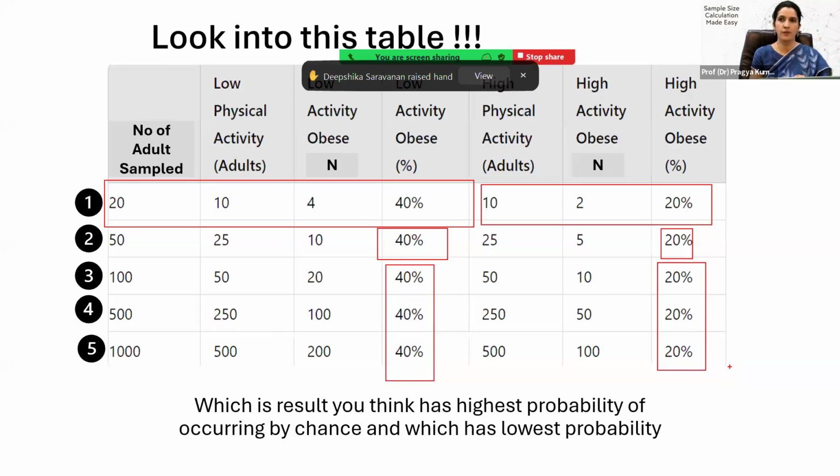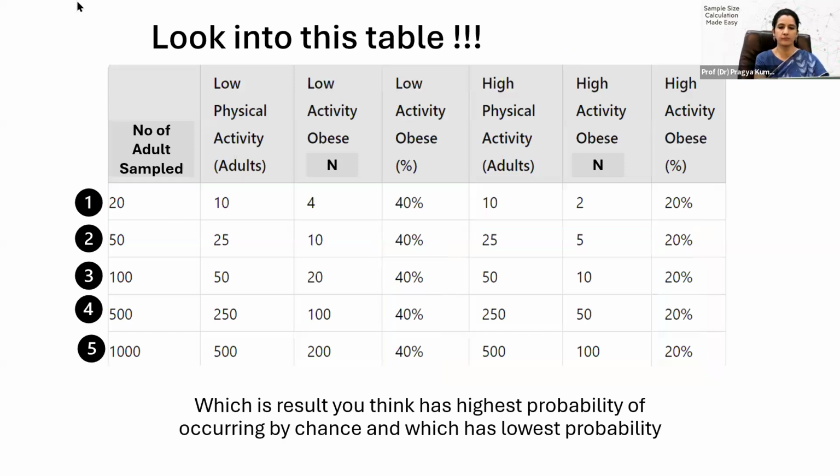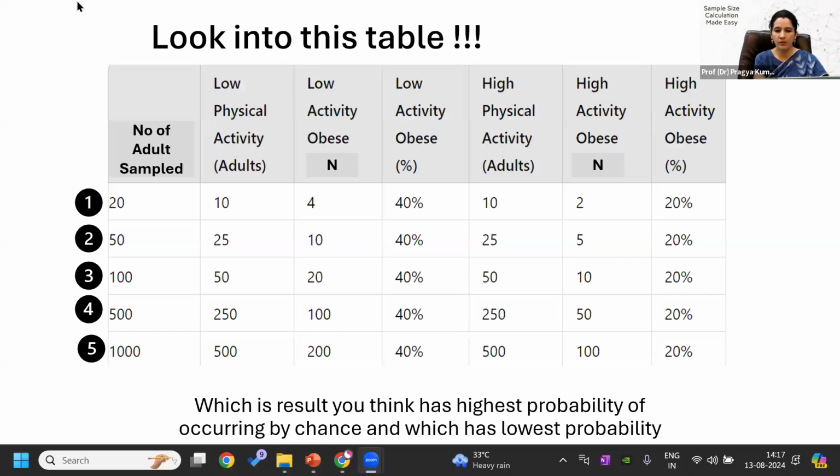So if I ask this question, which is the result which you think has the highest probability and which has the lowest probability of occurring by chance? If I take chance as a factor, I would be concluding that among people who are less physically active, the proportion of obesity is twice as compared to the people who are very active. So what is the role of the chance factor? In which row is it? Row number 1, 2, 3, 4, 5. Which one can you say has the least probability of happening by chance, and which has the highest probability of giving this result by chance? Yes? So I cannot see the answer.